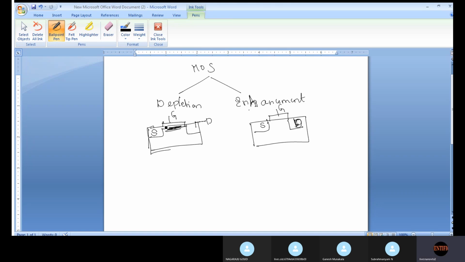What is making the difference between depletion mode and enhancement mode MOSFET? Can you see the figures and tell me what is making the difference between depletion and enhancement mode MOSFET?